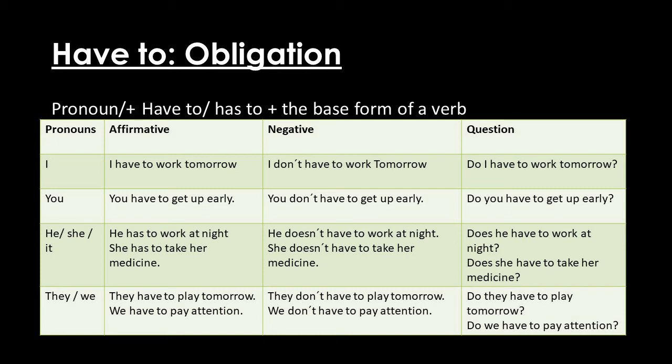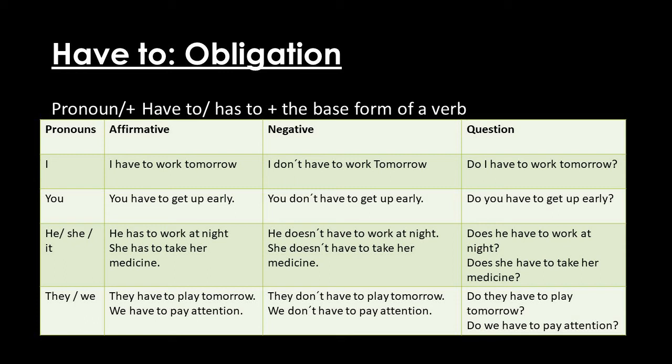The structure for "have to" is the following. We use the pronoun plus "have to" or "has to" plus the base form of a verb. Remember that we use "have" for I, you, they, and we, and we use "has" for he, she, and it. Please don't forget it.